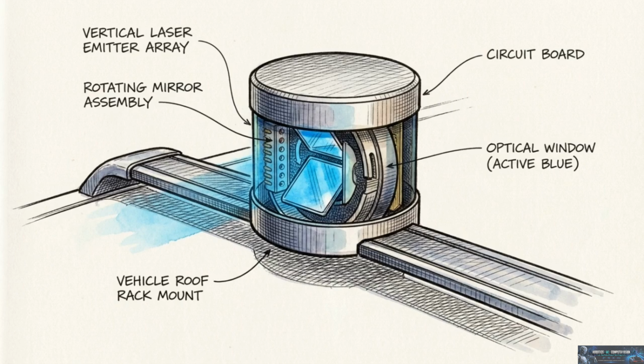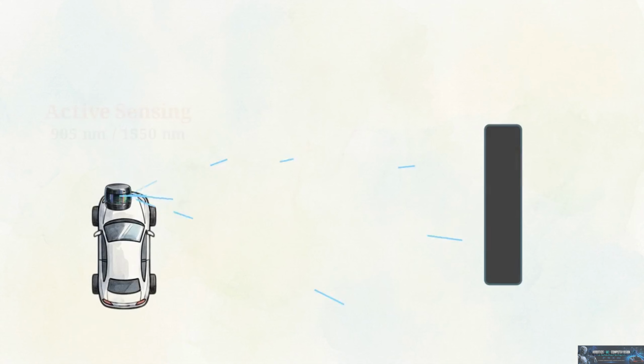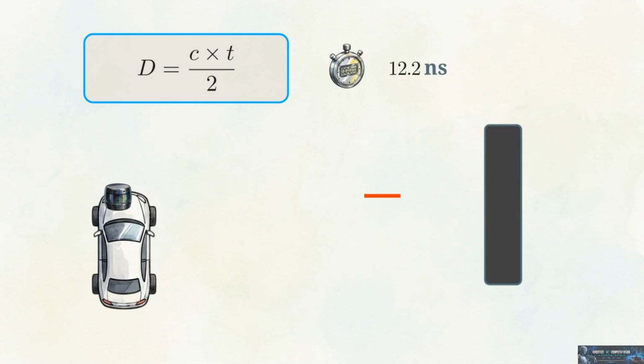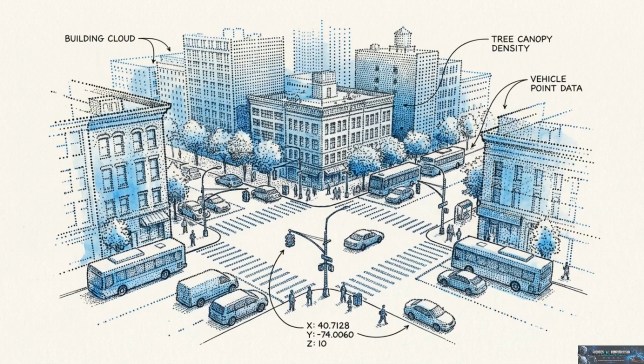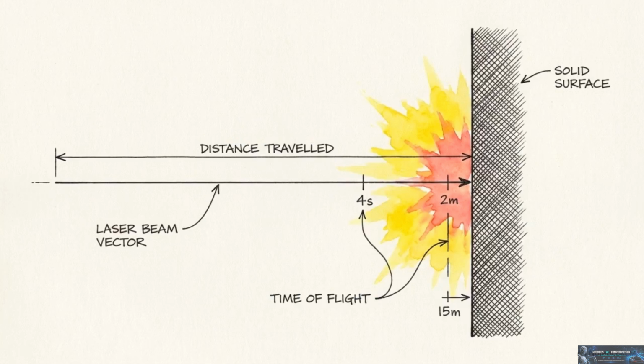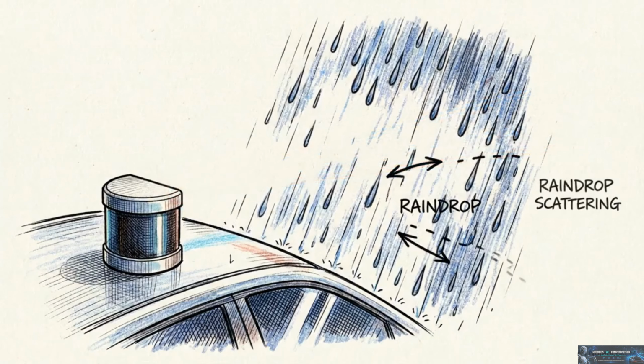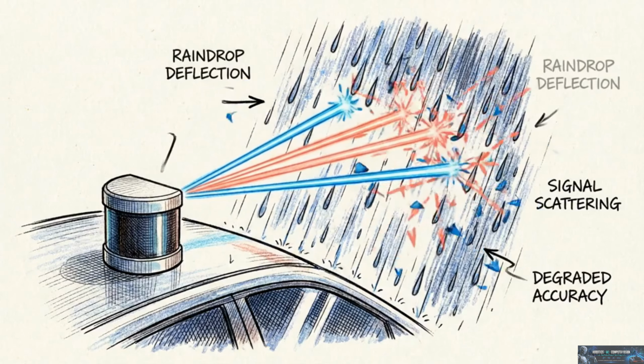To measure precise geometry, the vehicle requires an active sensor. That introduces LiDAR. LiDAR fires millions of laser pulses per second, typically at 905 or 1550 nanometer wavelengths. By timing exactly how long it takes for each pulse to bounce off a surface and return, the sensor generates a highly accurate 3D point cloud of the surrounding environment. However, LiDAR relies on the unimpeded travel of light. In heavy rain or snow, atmospheric scatter deflects the laser beams, drastically degrading the accuracy of the point cloud.